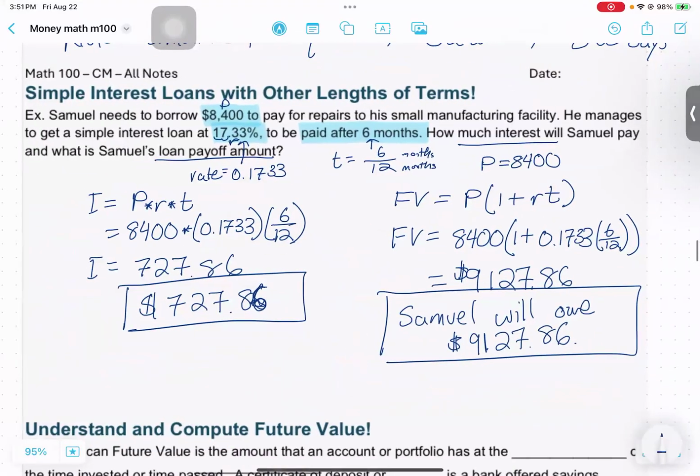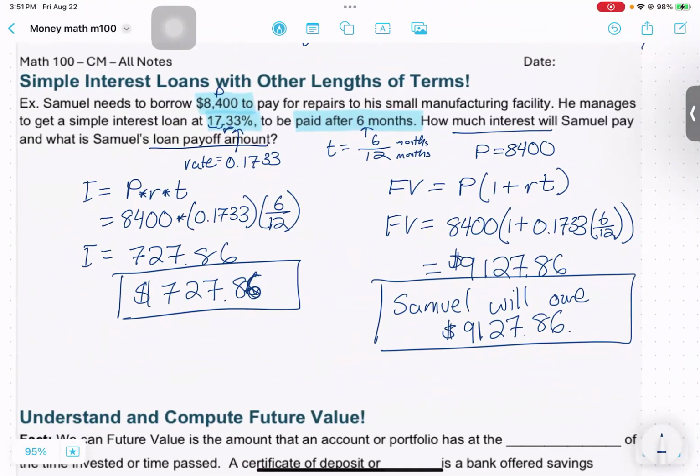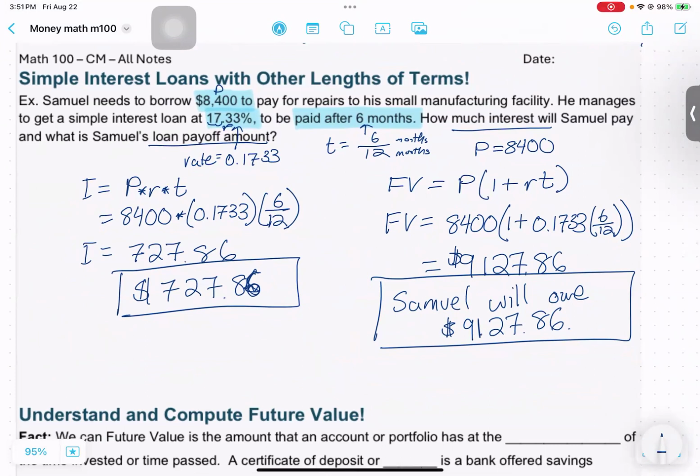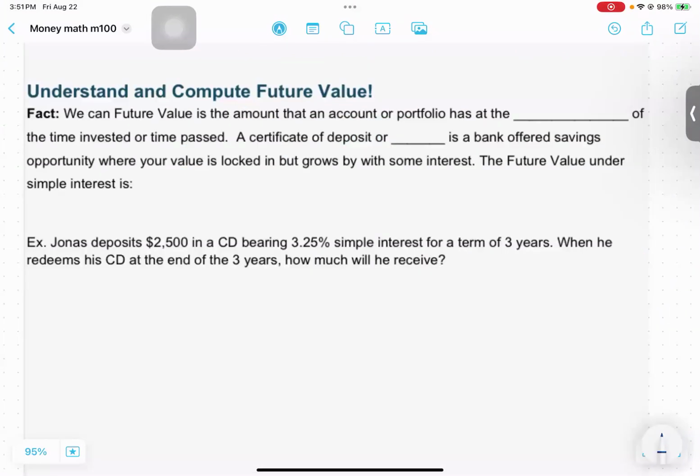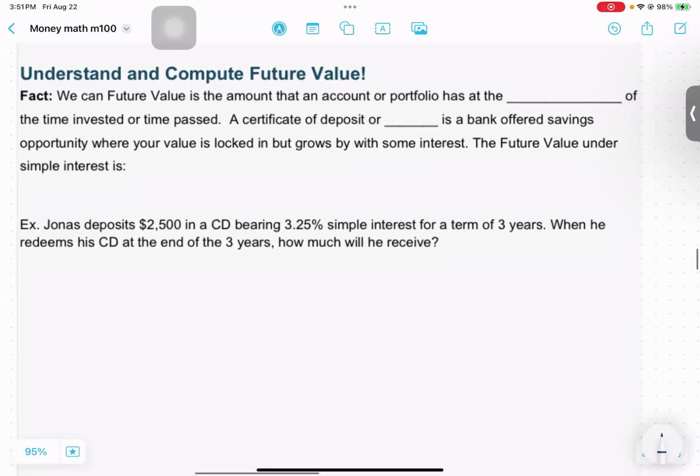Okay. So now again, that's a different term of loan. Here in your book, they have a separate understanding and compute future value, which I think is kind of funny. We've been doing that the whole time. Okay. So we can compute the future value, which is the amount at the end of the loan or term. The end of the term of the time of investment. A certified deposit, CD, that we just talked about is a savings opportunity. I don't know why the book has this out of order, but that's okay. We'll keep going with it.